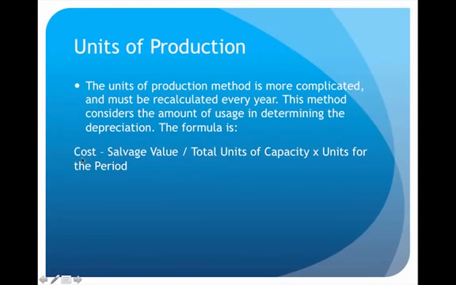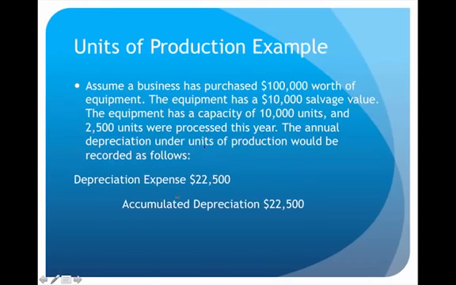So the formula is cost minus salvage value divided by total units of capacity. And then that answer is multiplied by the units for the period. So it's a different type of calculation. It starts off very similar to straight line with the cost minus salvage value, but the difference is that instead of using lifespan in years, we're using the total capacity of that asset, and then multiplying by the units for that period.